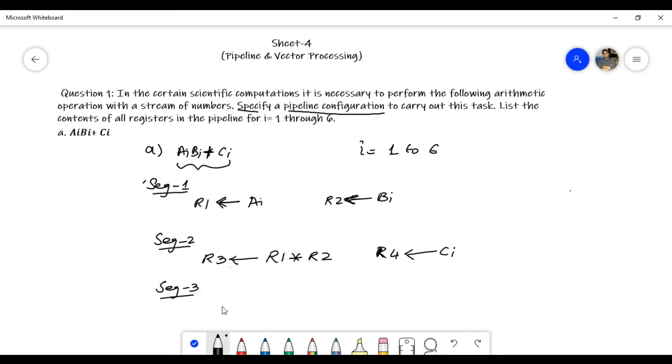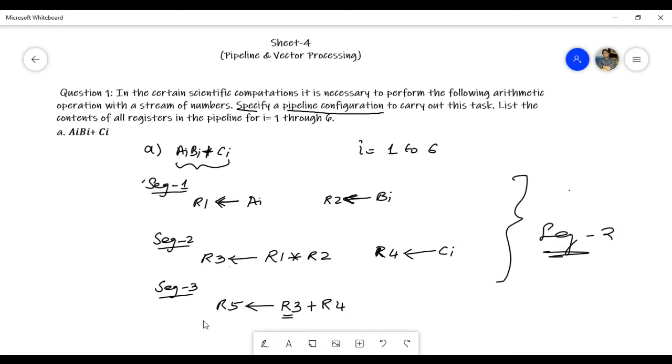This is segment 3. R5 implies what? R5 implies R3 plus R4. Here R3 is nothing but R1 cross R2, where R1 and R2 are A and B, and R4 is C. This is the segment classification, how we perform it in terms of segments. How many segments here? Three segments we got. The same operation we can perform in three segments. Okay, so this is the first part.